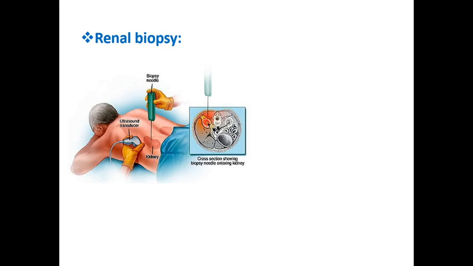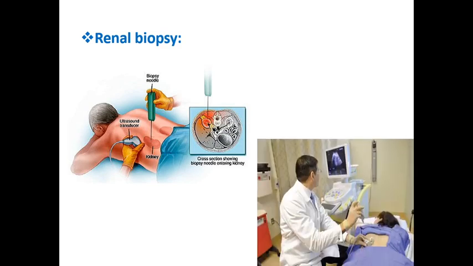Next thing is renal biopsy. Renal biopsy is not indicated in all patients with kidney diseases because it's a complicated procedure. And this is how the renal biopsy is done. It's usually ultrasound guided. So guided by the ultrasound scan, you introduce the biopsy needle and take a tissue sample of the kidney and send it for histopathology. So this is how the renal biopsy is carried out.